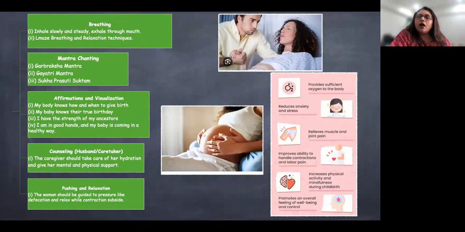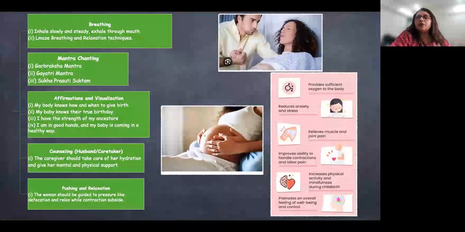Mantra chanting. Our ancient sages have given a number of divine mantras that create frequency wavelength, aligning our chakras, soul with the physical body, and even the fetus in the womb. So during severe labor pain, the caregiver may know any of these mantras and recite them for the mother. That can bring spiritual support to monitor and guide the child for its birth.